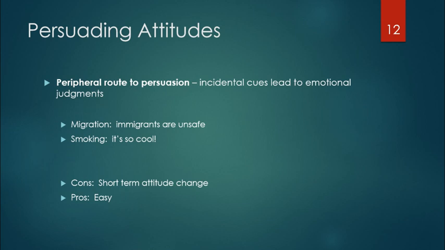The pros and cons listed at the bottom of the slide. The cons are that this is usually relatively short-term change. So if you're able to persuade someone's attitude based on the peripheral route to persuasion, it's usually temporary. The pros, though, it's very easy. It's very easy to do. You can do it in as little as a 20-second commercial. And that happens all the time with advertisers.